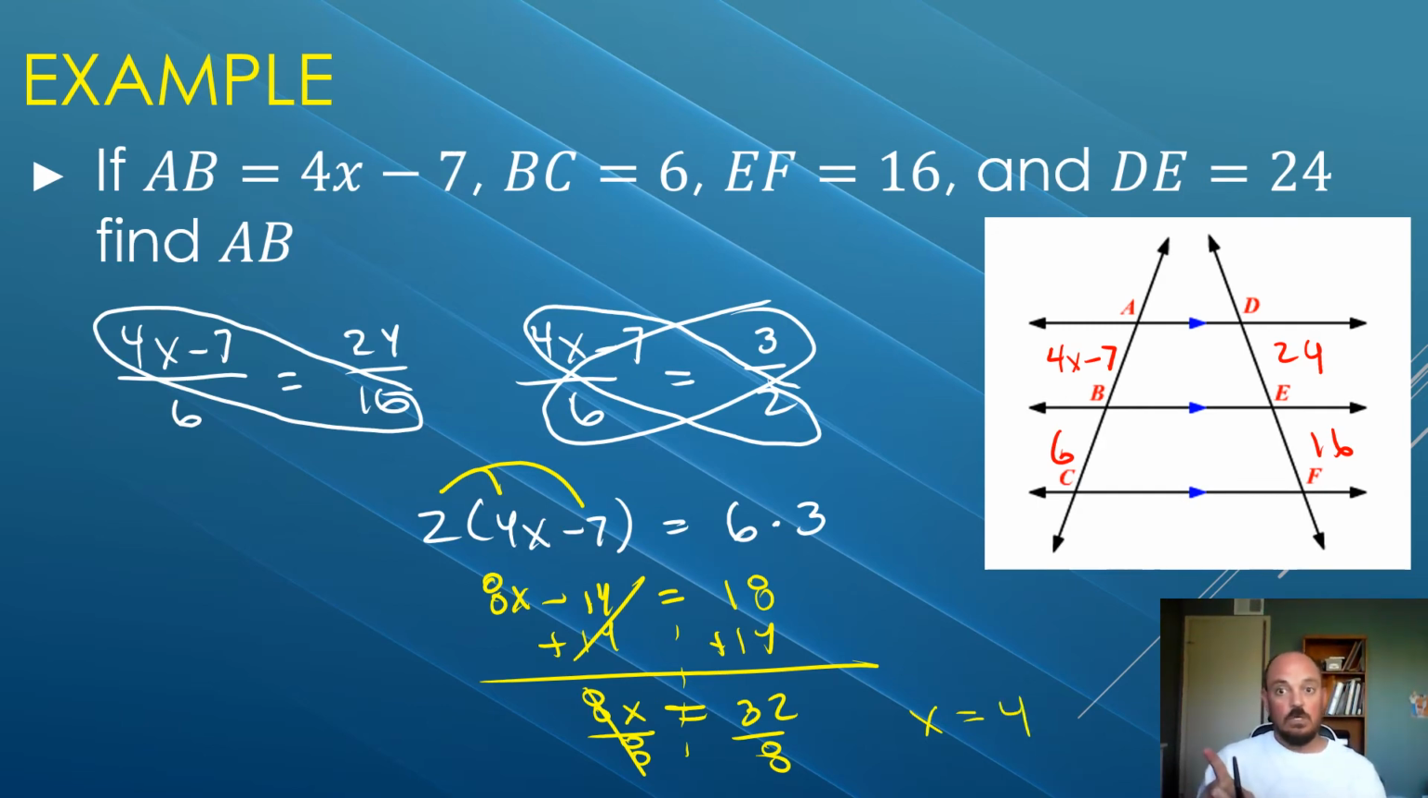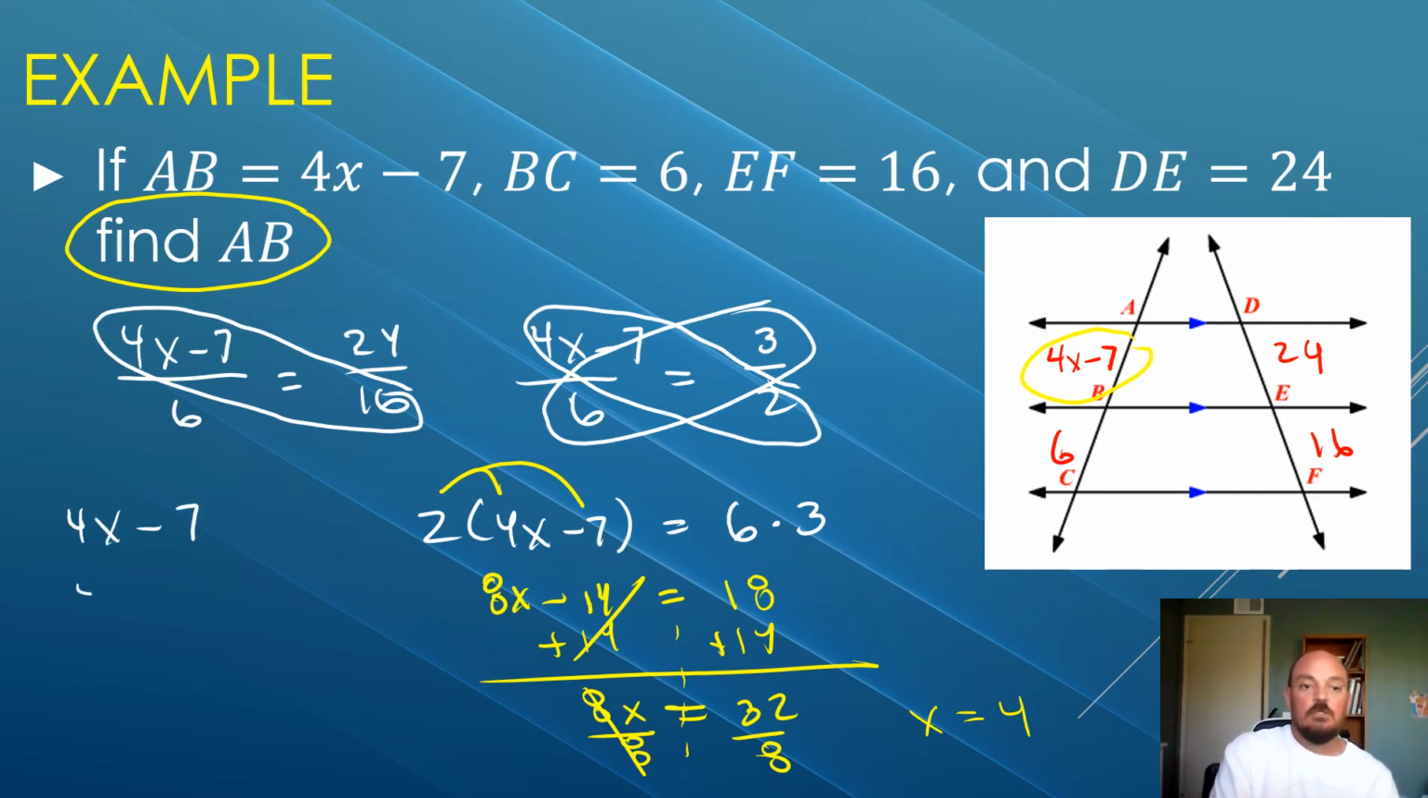So x is 4, but not our answer. The question didn't say solve for x, it said find AB. Well, AB is 4x minus 7. So to finish the question, I want to take that 4x minus 7 and substitute 4 for x. So I have 4 times 4 minus 7. That would be 16 minus 7, and our final answer is 9 for this one.